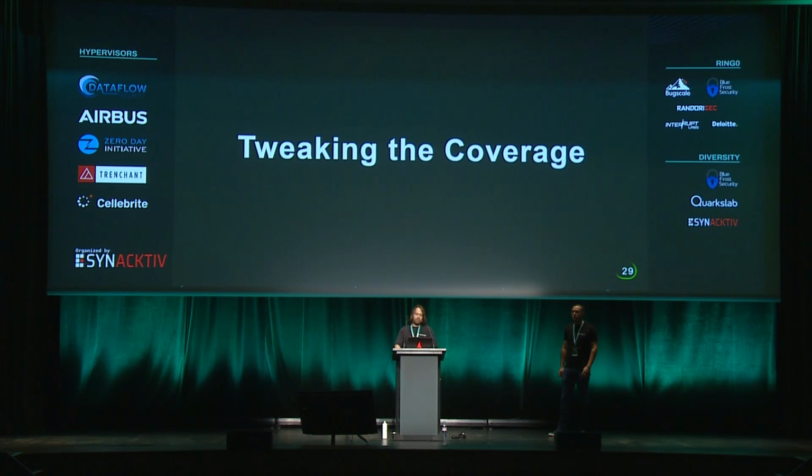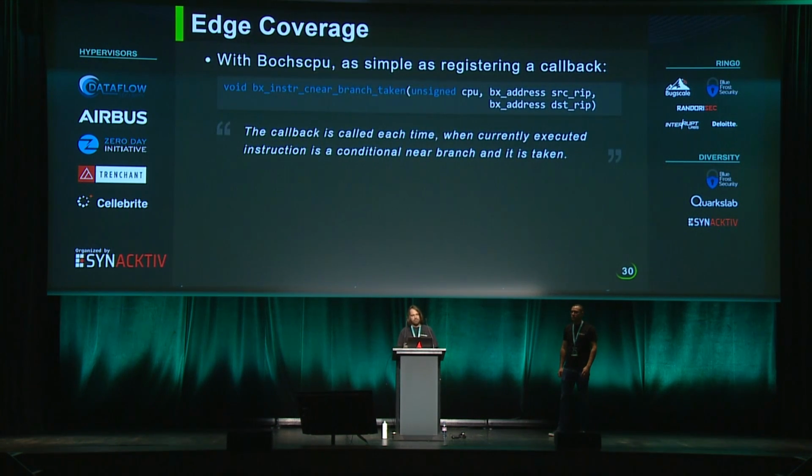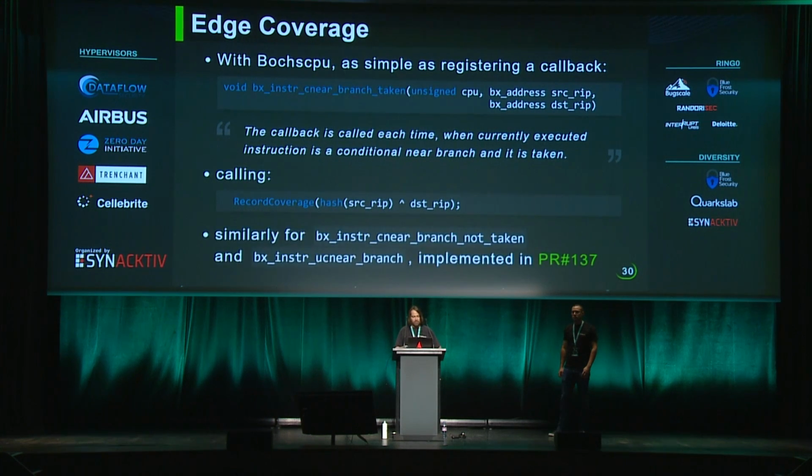So now we also tried to improve our campaign by changing the way WTF collects coverage. WTF uses basic block coverage, and the industry standard is edge coverage. With Bochs CPU, it's pretty simple because there are a lot of callbacks you can register. For example, there's one which is called every time a conditional near branch is taken. So we just register this kind of code. When we have a conditional near branch, we record a value built from the source RIP and the destination RIP. And we do that for conditional near branches not taken also, and some of the unconditional near branches. This is implemented in pull requests in WTF.